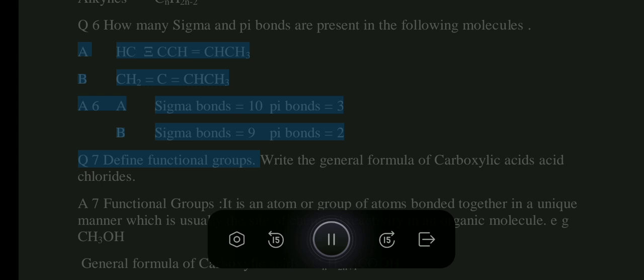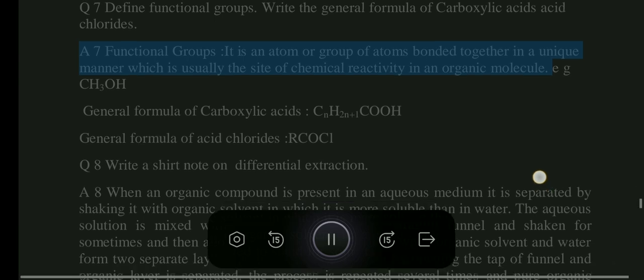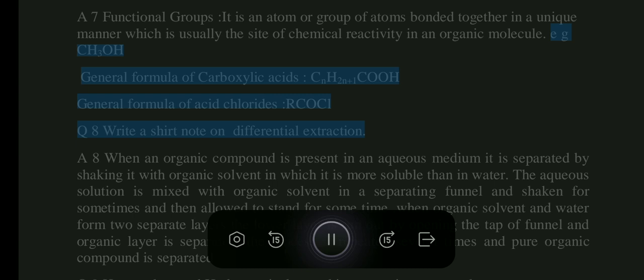Q7. Define functional groups. Write the general formula of carboxylic acids and acid chlorides. Answer: A functional group is an atom or group of atoms bonded together in a unique manner which is usually the site of chemical reactivity in an organic molecule. E.g., CH3OH. General formula of carboxylic acids, CnH2n+1COOH. General formula of acid chlorides, RCOCl.